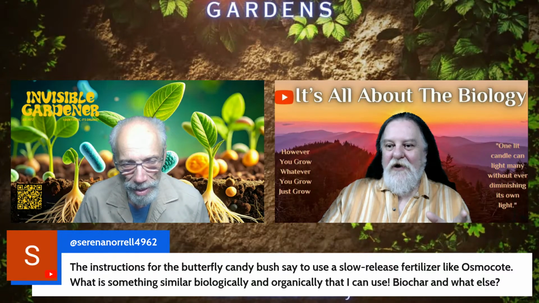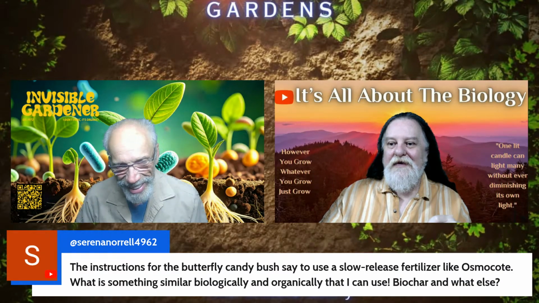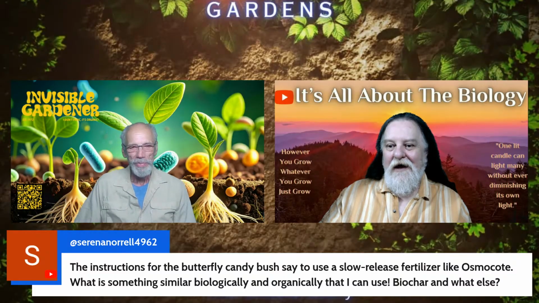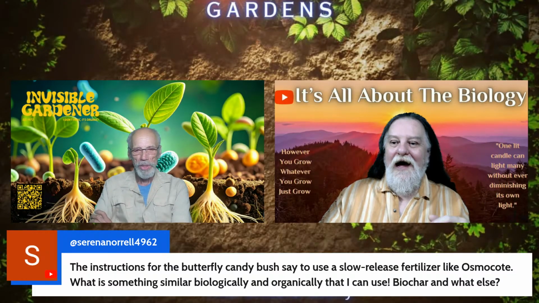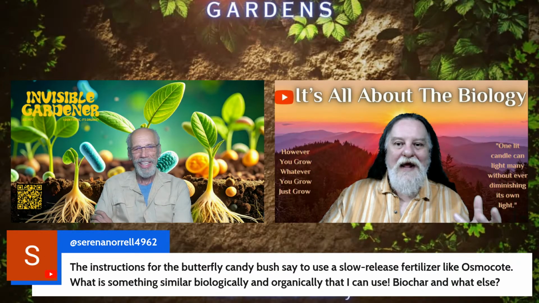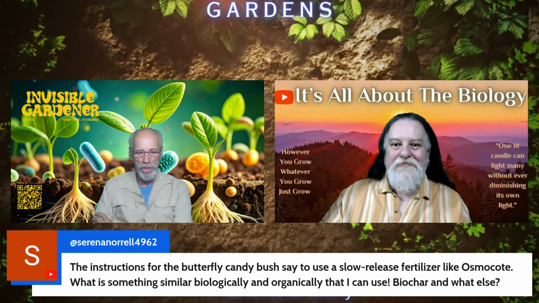The instructions for the butterfly candy bush say to use slow release fertilizer like Osmocote, whatever. What is something similar, biologically and organically, that I can use? Biochar or what else? Again, I like you, but you're stuck in a certain realm here, and I will tell it to you again and again and again.